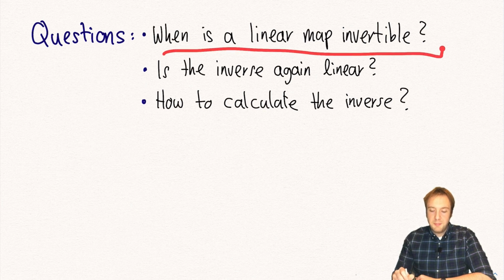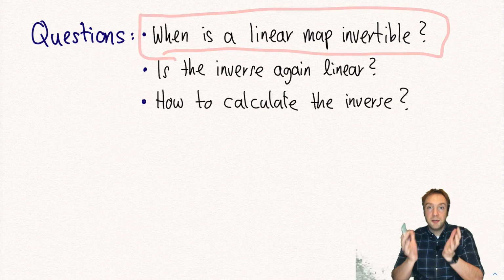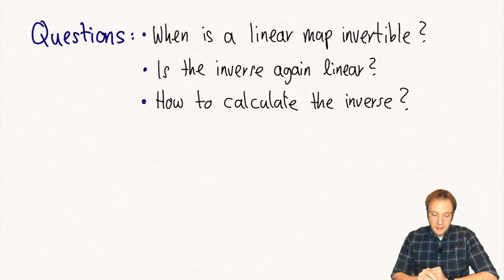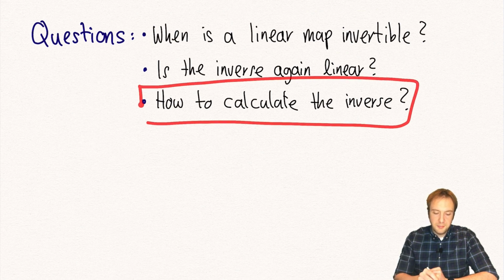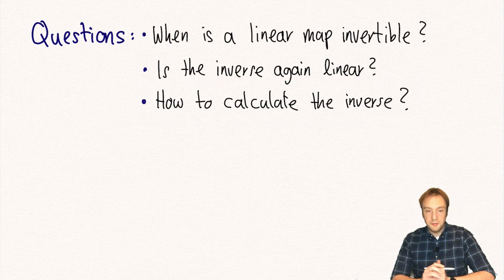Meaning if I have a linear map, this always means I have a matrix of this linear map. How can I construct the matrix of the inverse?